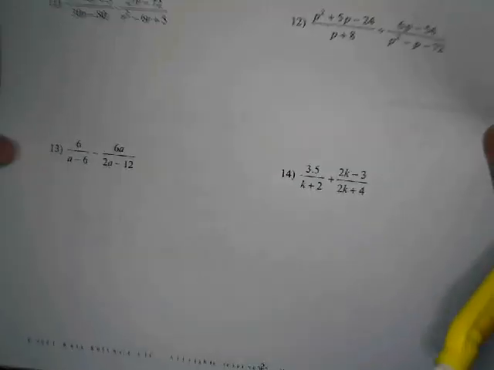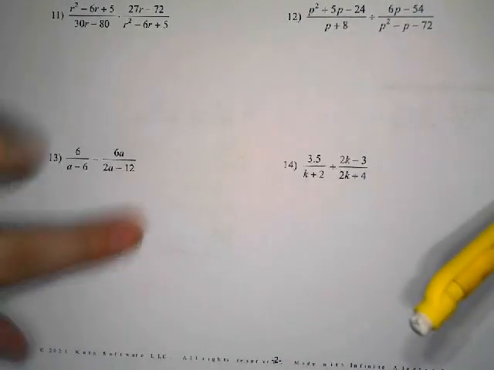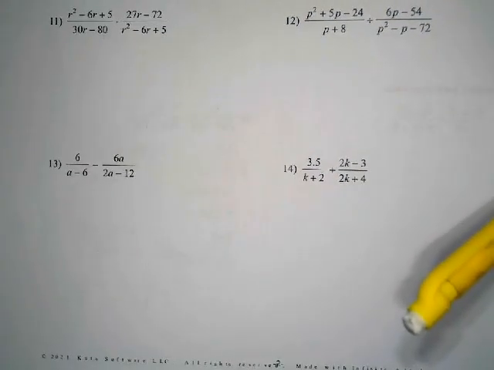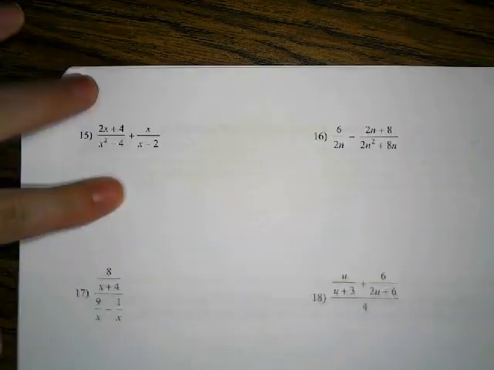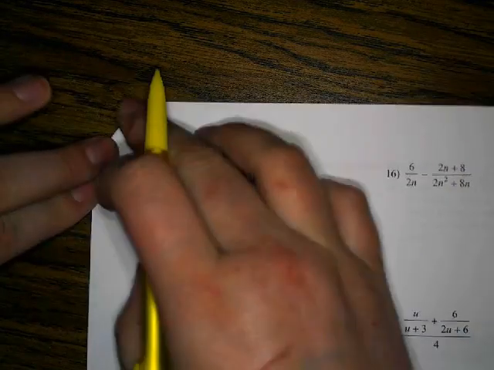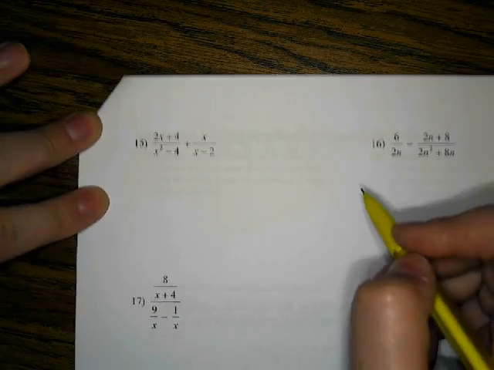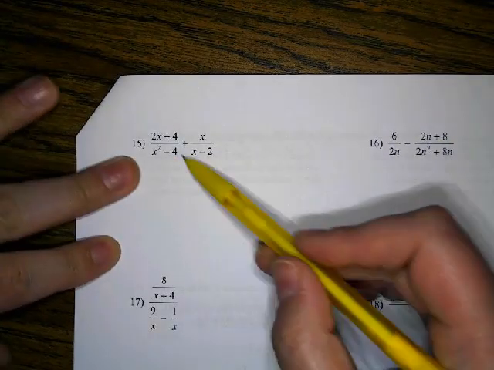Okay, the next problem that I wanted to look at is number 15. So for 13 and 14, we are adding or subtracting fractions and getting a common denominator, but 15 was a little bit trickier than 13 and 14, which is why I thought I would do 15 instead. So for 15, we have to make sure to factor the denominators.